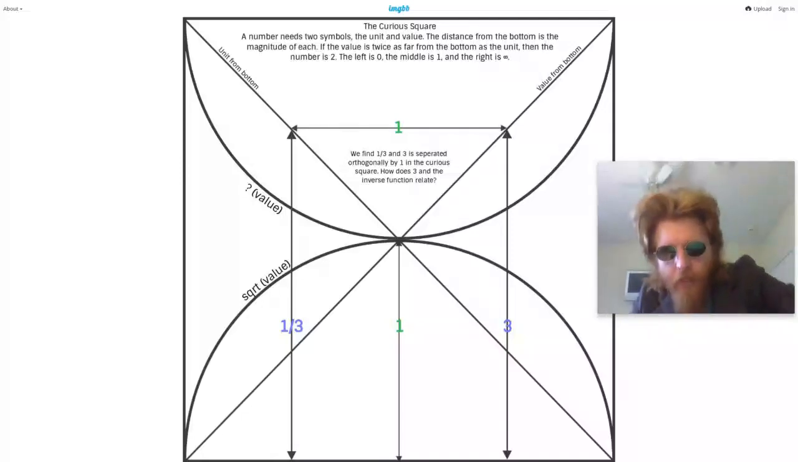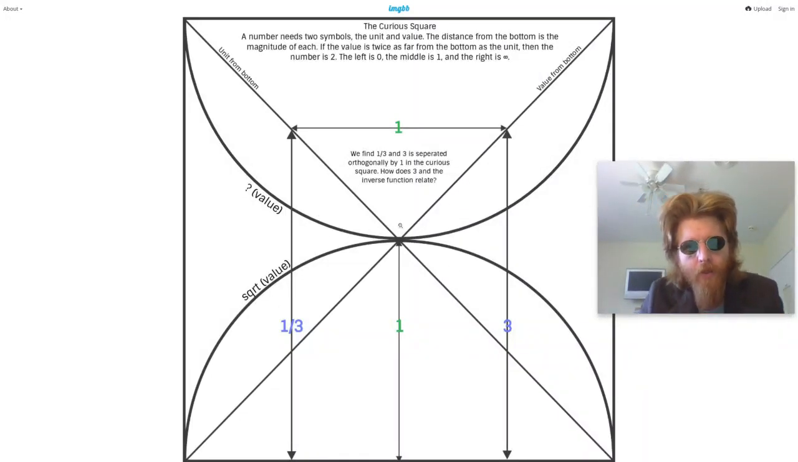All right, guys. This right here is a curious square, and there's a few functions on here. There's 4 functions here I'm going to help with figuring out what they are. But let me first explain what's going on in this thing.